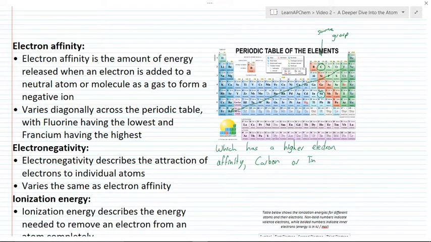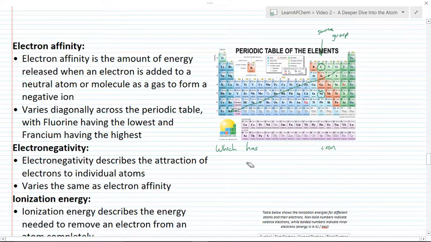Okay, so good question here. Is the electron affinity for fluorine the lowest? Because when an electron is added to fluorine, it is isoelectronic to a stable element. So Arnold brings up a good point.